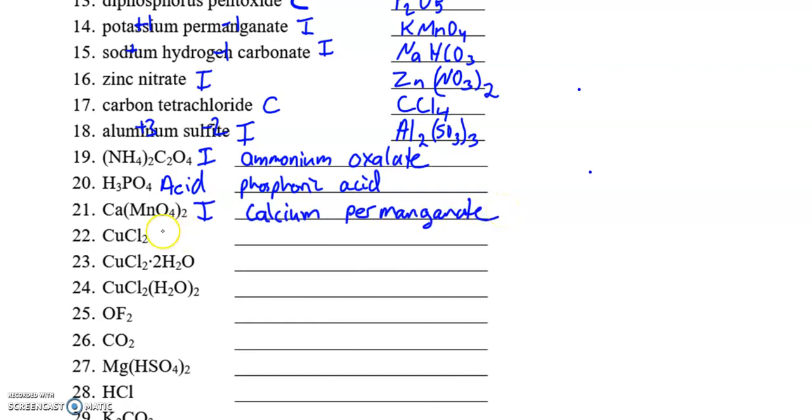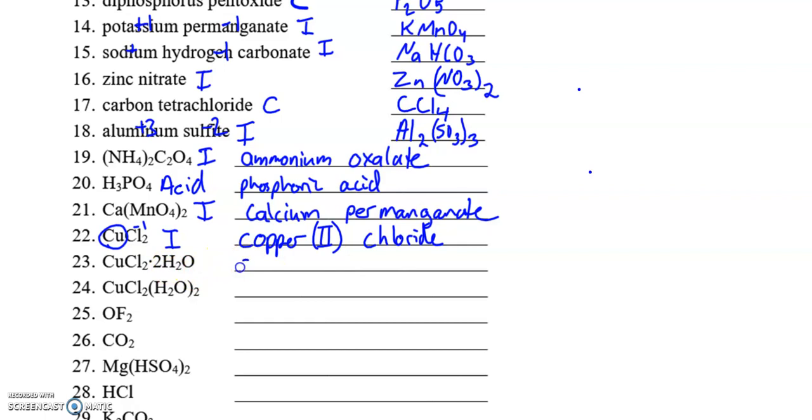Alright, copper chloride is an ionic compound. This one has a transition metal in it that needs a Roman numeral. So look, you've got 2 chlorides. Each chloride has a -1 charge based on it being in group 17. So that means you have two -1 charges, so the copper has to be +2 to balance that -2 charge from the chlorines.